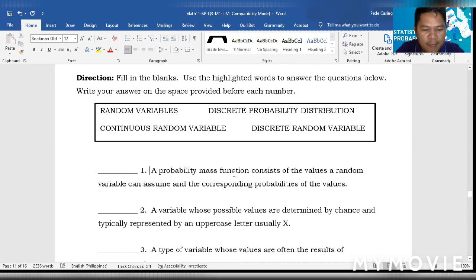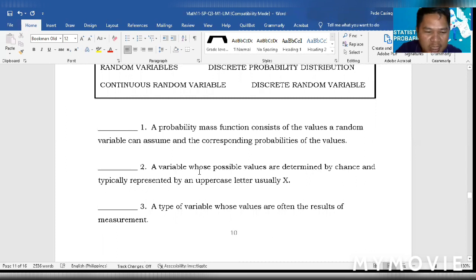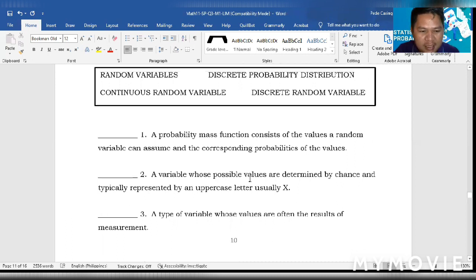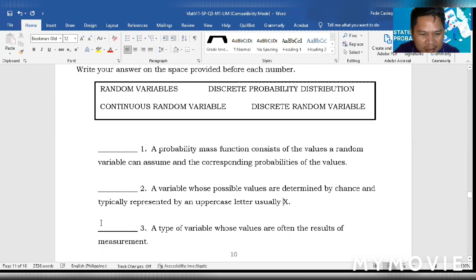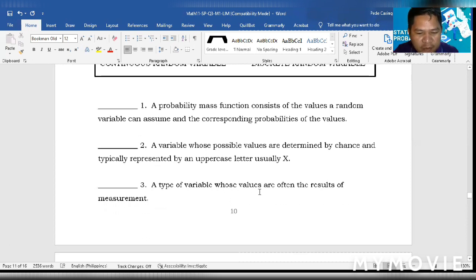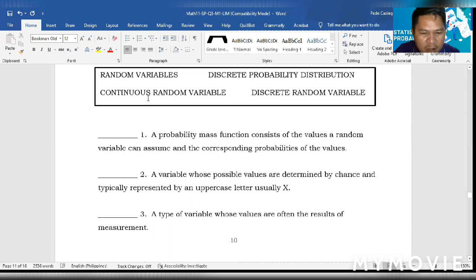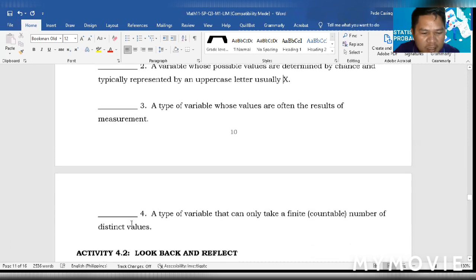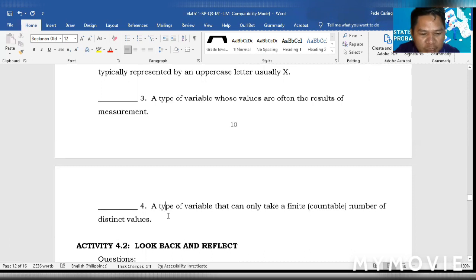Number one, a probability mass function consists of the values a random variable that can assume and the corresponding probabilities of the values. Okay, what do you call that one? You answer number one. Number two, a variable whose values are determined by chance and typically represented by upper letter usually X. Okay, that is called blank. Three, a type of variable whose values are often the results of measurement. Pag mini-measure, anong tawag na variable? Okay. Number four, a type of variable that can only take a finite number or countable number of distinct values. Pag it is countable, anong tawag?